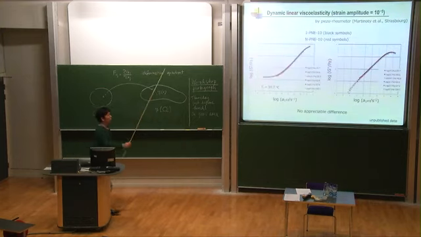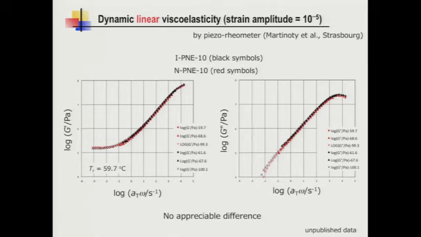Okay, so this is a comparison of the dynamic linear viscoelasticity. Linear means strain-independent viscoelasticity. But in this case, we need an unusually very small amplitude to obtain this data, because, as I mentioned later, in these materials the director rotation is always accompanied by the imposed deformations. So we need an extremely small strain amplitude, and a conventional rheometer is not available for this purpose.